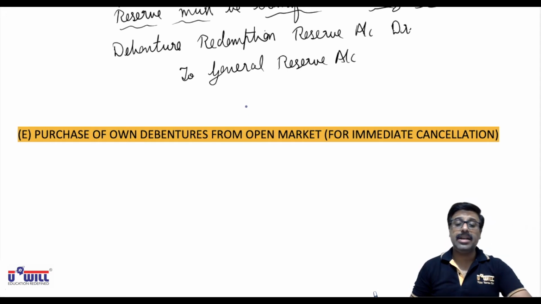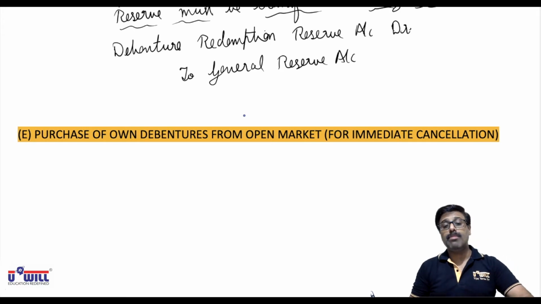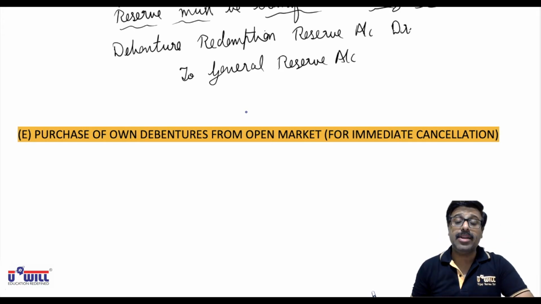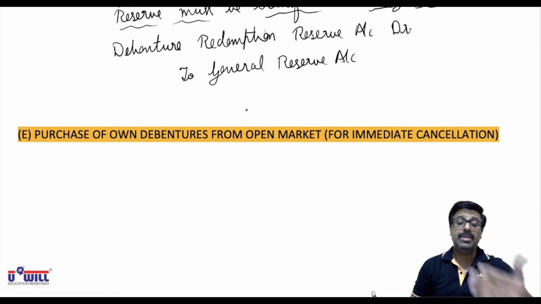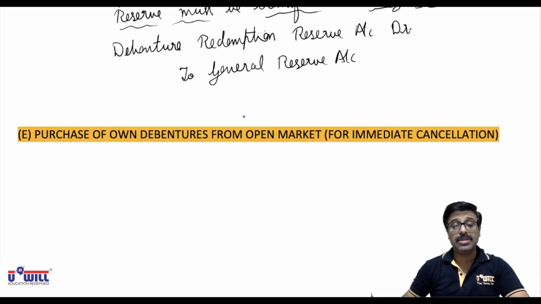When does the company purchase its own debentures for immediate cancellation? When the company feels that it does not want to bear any more the burden of interest. Suppose the company has borrowed debentures for a 7 year period, and after 4 years the company believes that it has sufficient funds. They don't want to bear interest for the next 3 years.